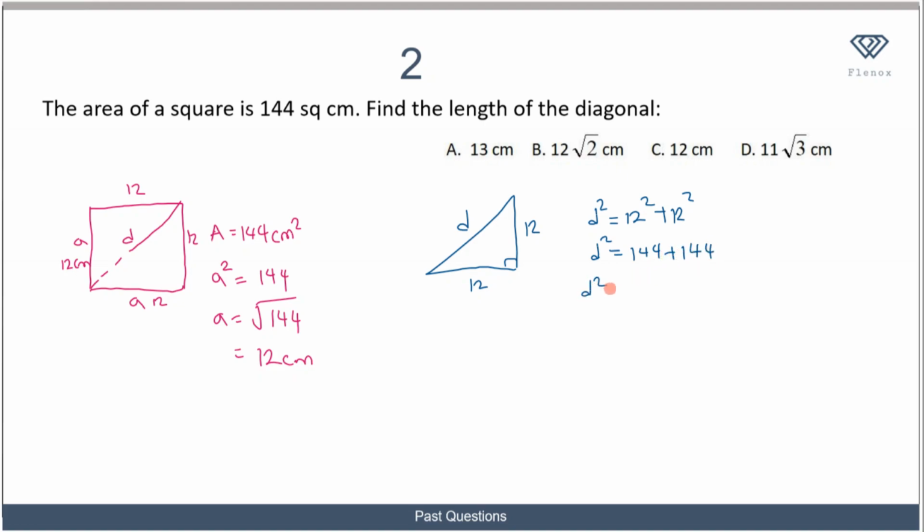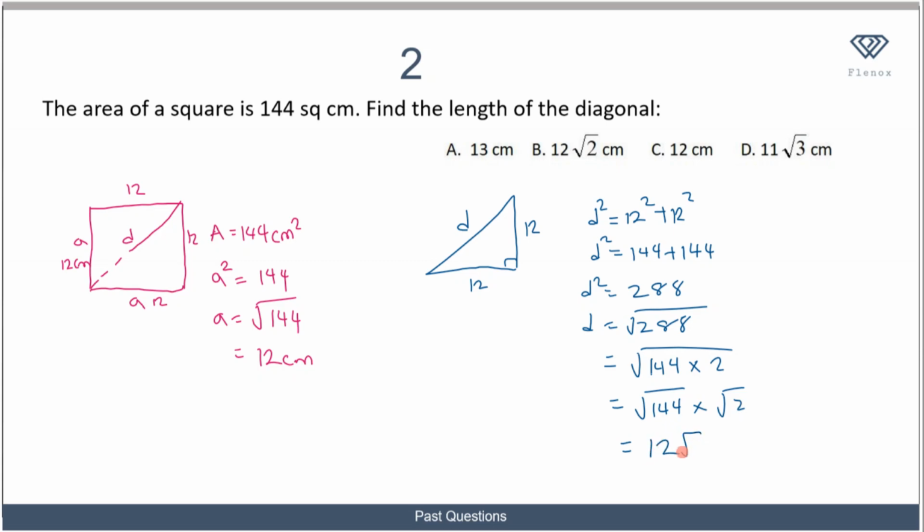So d squared gives me 288. So this is just the square root of 288. Now 288 I can write as the square root of 144 times 2, and I can write it as the square root of 144 times the square root of 2, and the square root of 144 is 12, times the square root of 2, then centimeter. So the correct option to this question, the length of the diagonal, is 12 root 2.